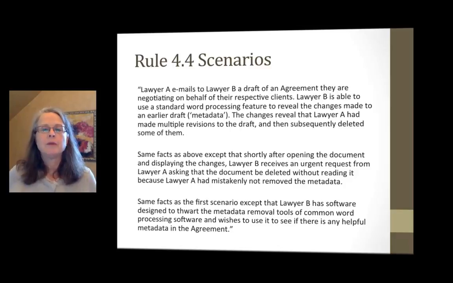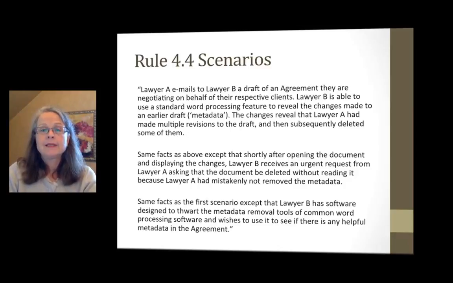Now let's back up for a moment and say, what is metadata? For our purposes, metadata is data about data. It's embedded in the document. It could be information about who created the document, when it was created, if it was altered, when it was altered, and sometimes even comments that are made about the changes. So the receiving lawyer sees this metadata, and that's it.